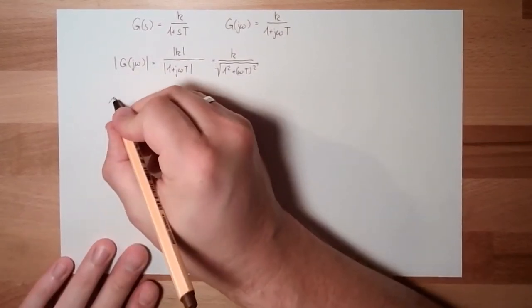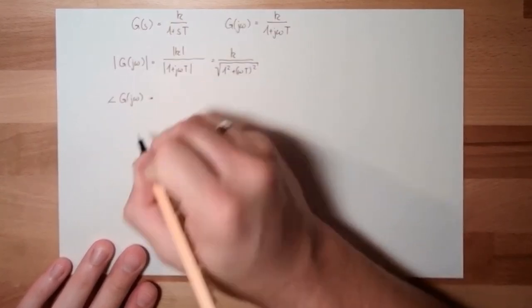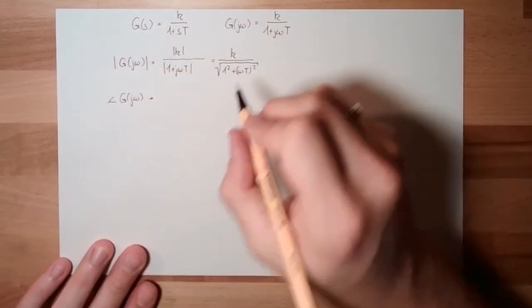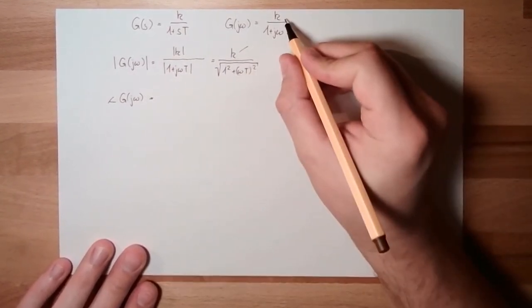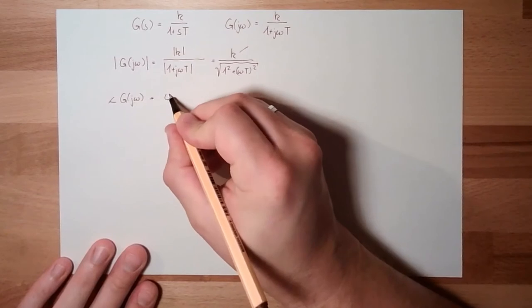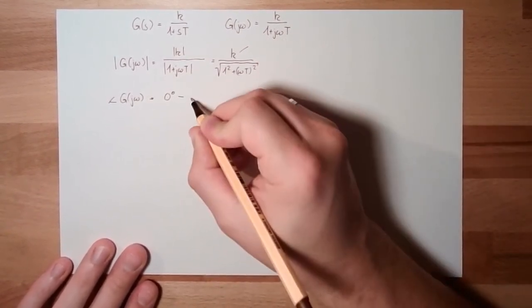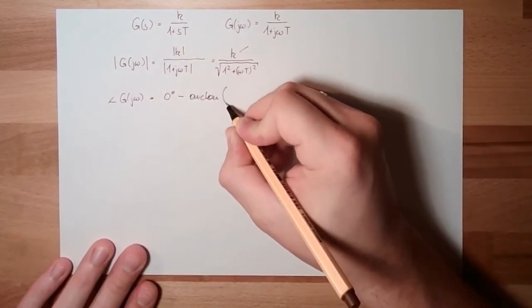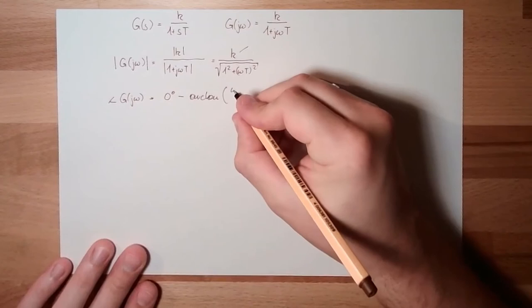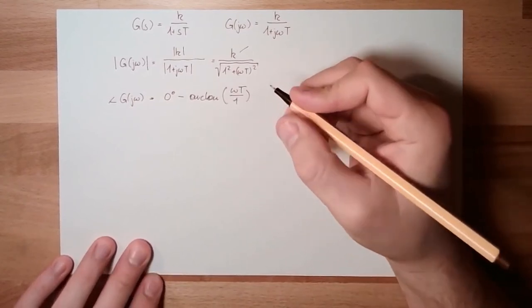And the argument of G from J omega is, the argument of K is 0, 0 degree, minus arcus tangens of the imaginary part, omega T, divided by the real part, 1.